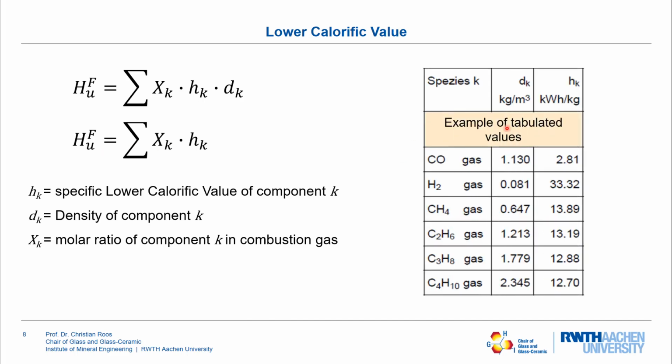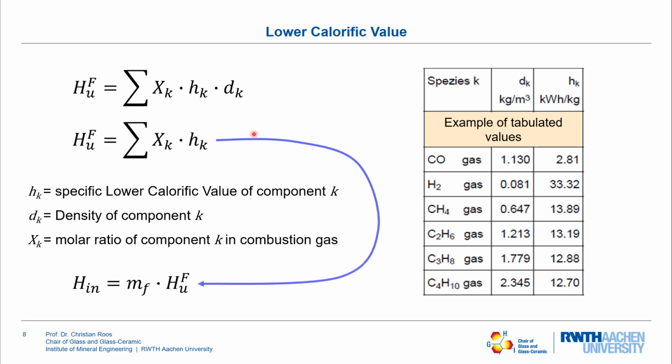Values for the density and the calorific value of different components can be taken from tabulated values. Here are some examples, for instance, for carbon monoxide, for hydrogen, for methane, ethane, and so on. And if you calculate the lower calorific value with this equation, you can directly use the lower calorific value again in your H-in calculation, multiply it with the amount of gas that is burned, and directly get the total energy that is brought into the furnace.